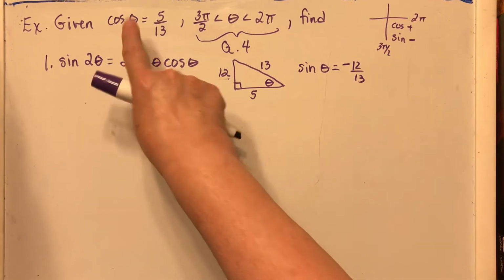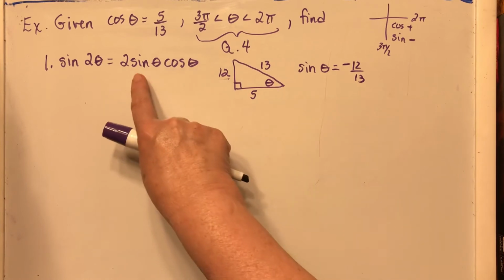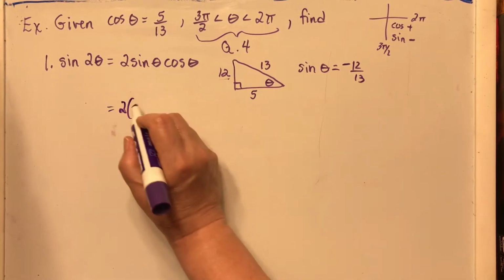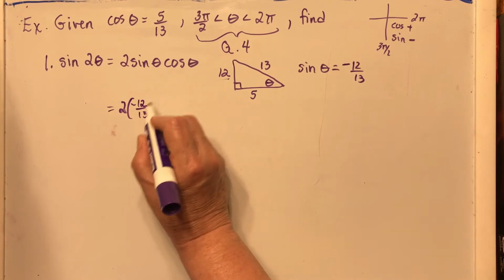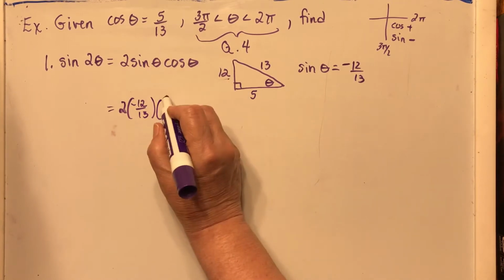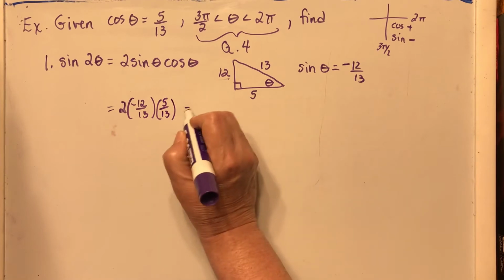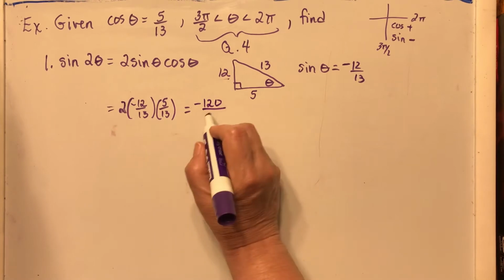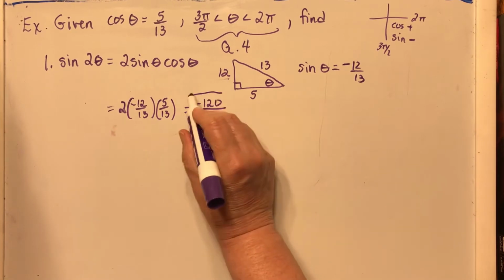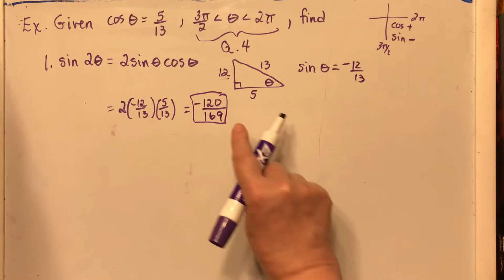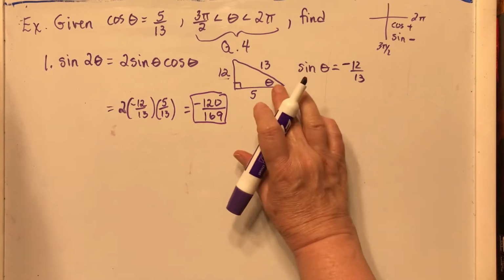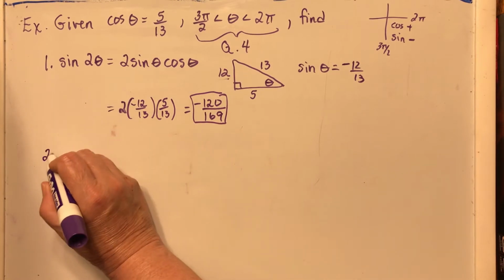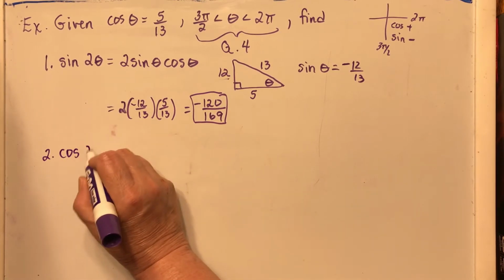So now that we know the cosine of theta and the sine of theta, we can simply plug those values into this formula and get 2 times negative 12 over 13 times the cosine, which was given as 5 over 13. So that's going to be 10, so that's negative 120. 13 times 13 is 169, and that's our answer. So we didn't figure out what theta was, but we know that the sine of twice theta is negative 120 over 169.